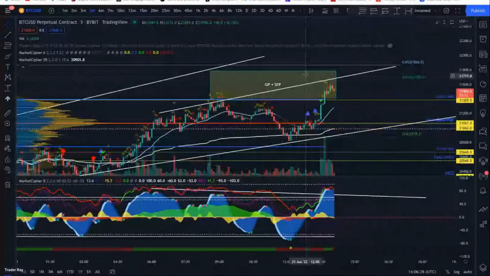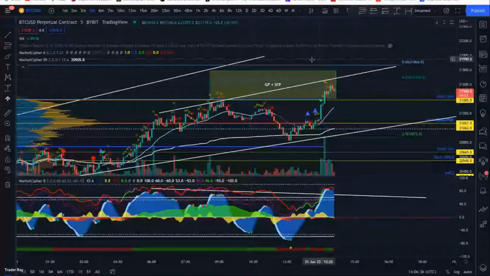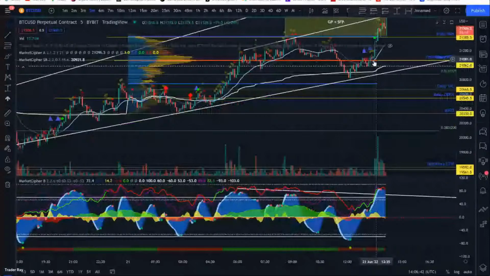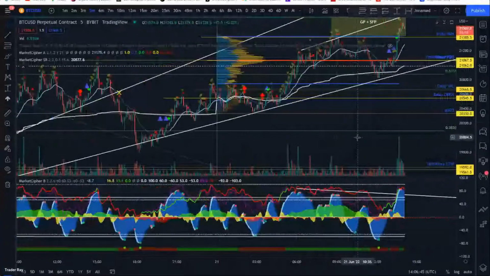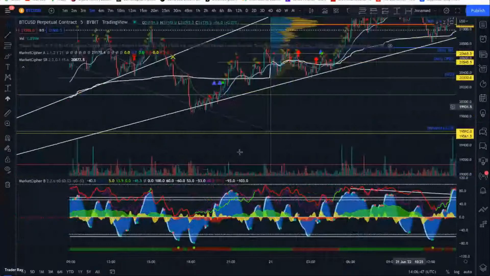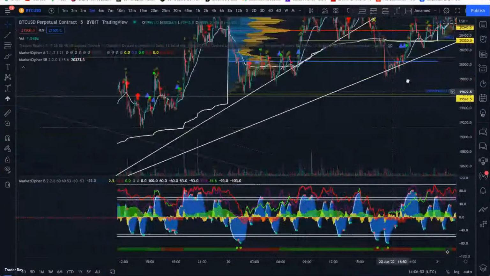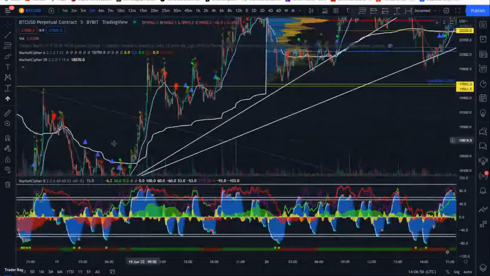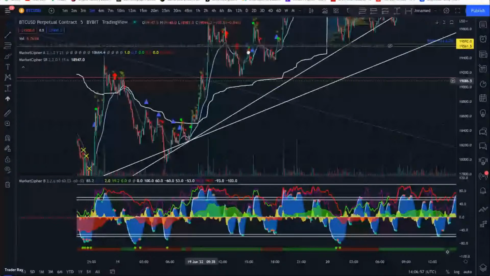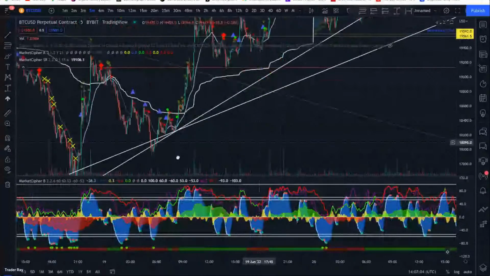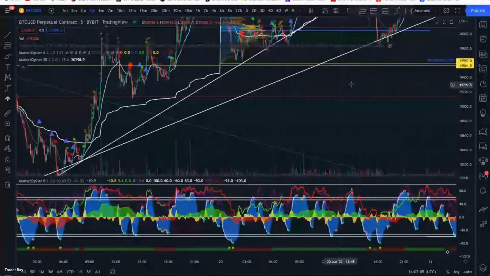When we bounce from 17, Wave Cipher, what do you mean with that? When we bounce from 17,000, you mean, or? Let me know what you mean in the chat. When we bounce from 17 with the FIB retracement. I think we didn't hit 17K, no? Let me see. 17,600. I think that might be the one that you meant. Wave Cipher, what you mean in there.